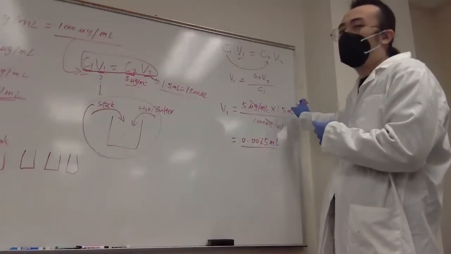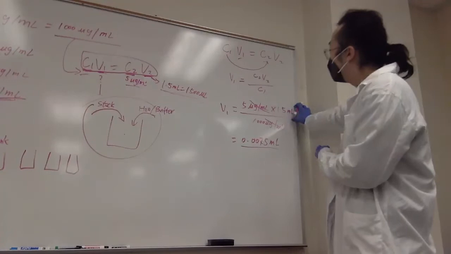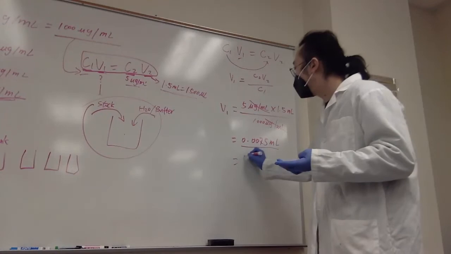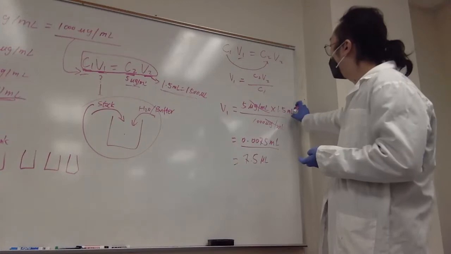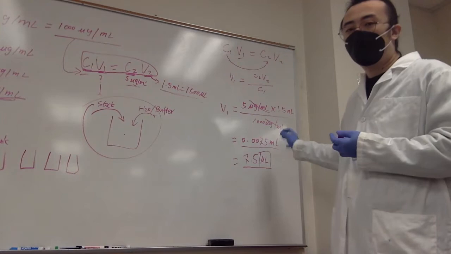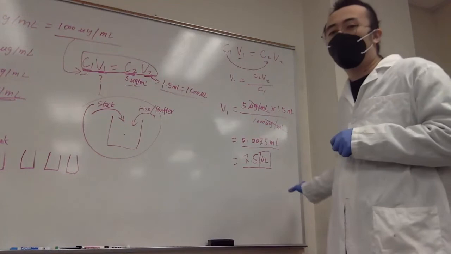So the result you will get is microliters. If we use mil, we will get mil here, but then it's not clear how much you need to pipette. So we need to convert the unit from mil to microliters, which is still 7.5 microliters. The unit you are using here will not affect the calculation, it will only affect the final unit you get. That's a very good question. Okay, everybody clear here?